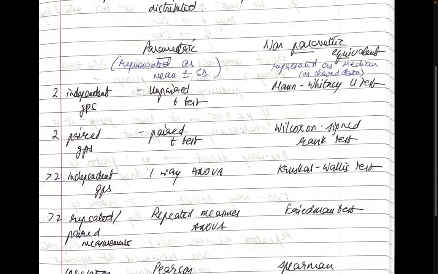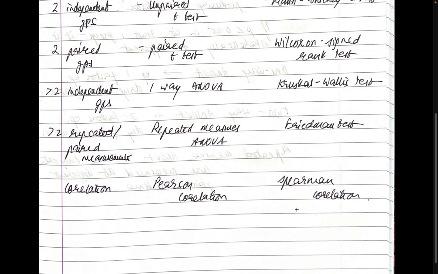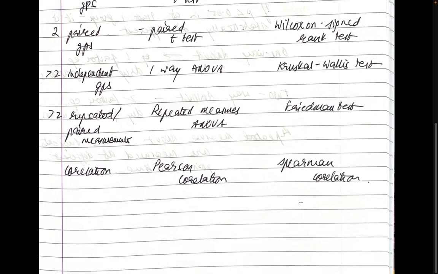2 paired groups, you use paired t-test for parametric and Wilcoxon signed rank test for non-parametric. More than 2 independent groups, you use one-way ANOVA for parametric, Kruskal-Wallis test for non-parametric. More than 2 repeated or paired measurements, use repeated measures ANOVA for parametric, Friedman test for non-parametric. For correlation, you use Pearson correlation for parametric, Spearman correlation for non-parametric.